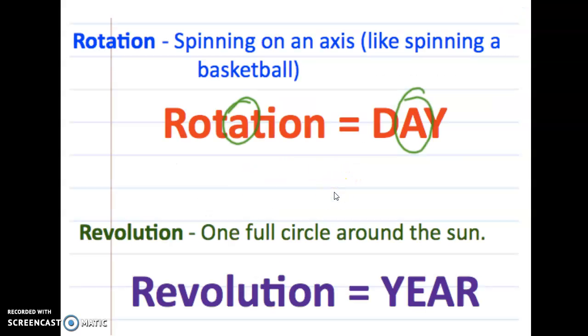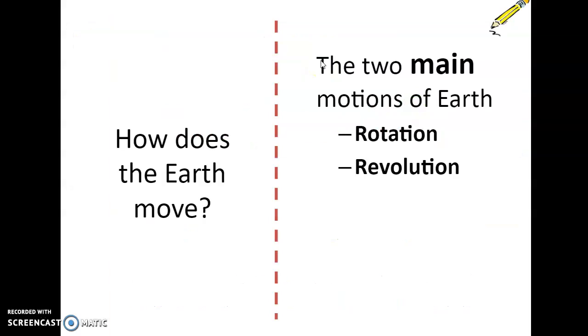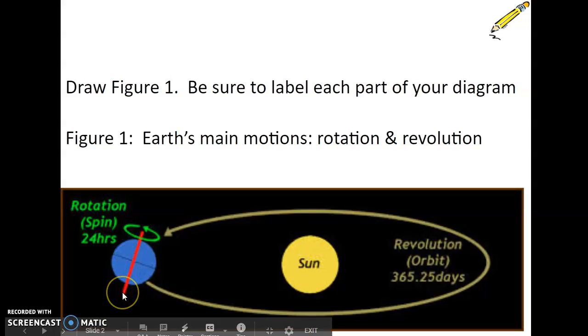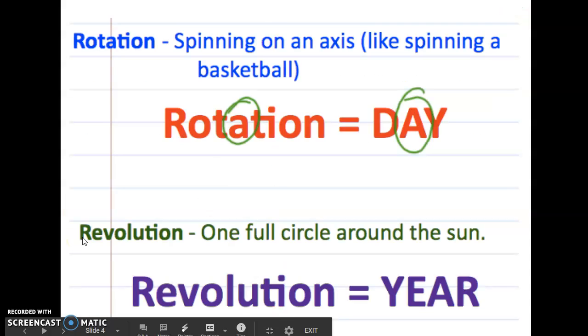So quickly to touch on what was just seen, rotation is when Earth spins on its axis. So if we look back at this, this is just Earth spinning around on this red axis that goes up and down. And this is responsible for our 24-hour span, which is equal to a day.